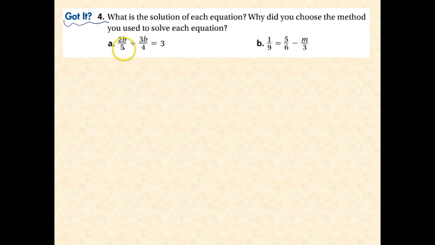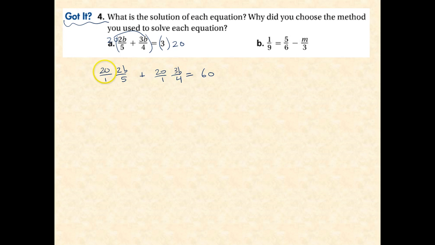Okay, so I liked method 2. So what I'm going to do is multiply both sides of the equation by the common denominator. Well, what's the smallest number that 5 and 4 both go into? I think it's 20. So I'm going to multiply both sides by 20. So I got 20 over 1 times 2b over 5 plus, distribute, 20 over 1 times 3b over 4 equals 3 times 20, 60.